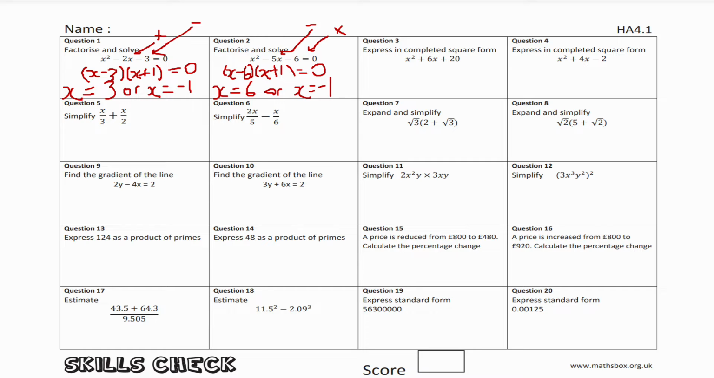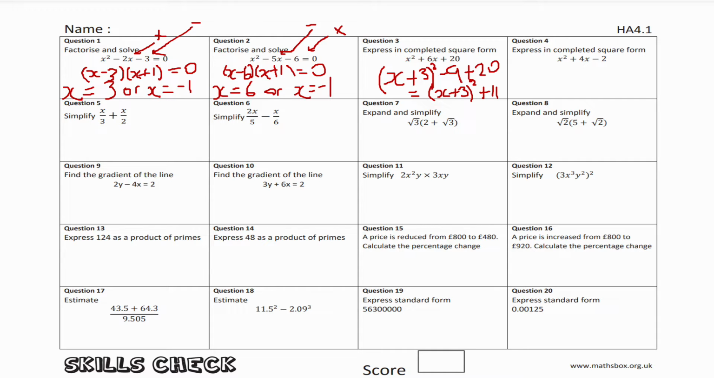Question number 3, expressing in completed square form x squared plus 6x plus 20. So completing the square, so it's x plus half of the coefficient of x, so half of 6 is 3, so x plus 3 all squared minus the square of 3, so minus 9 plus 20. Tidying that up a bit, so simplifying it, I get x plus 3 all squared plus 11, guys. Minus 9 plus 20 simplifies to positive 11. And question 3 would explicitly be on higher tier. So completing the square is not on the foundation tier, it's higher tier only.